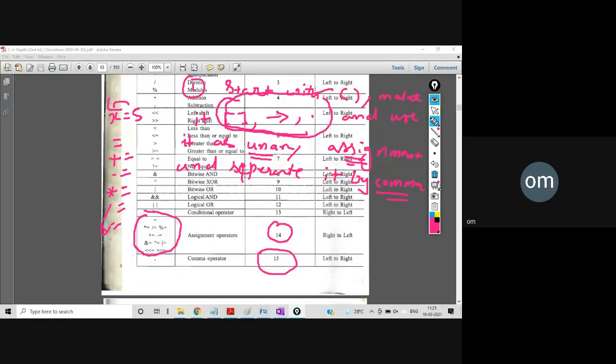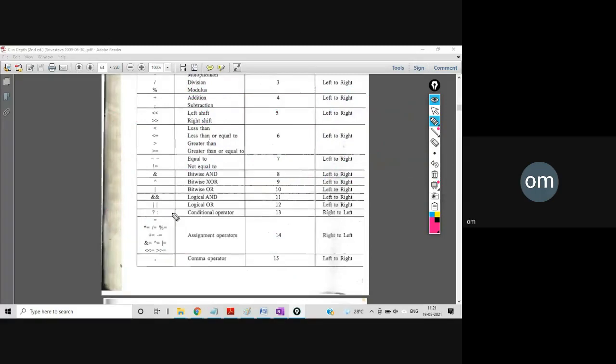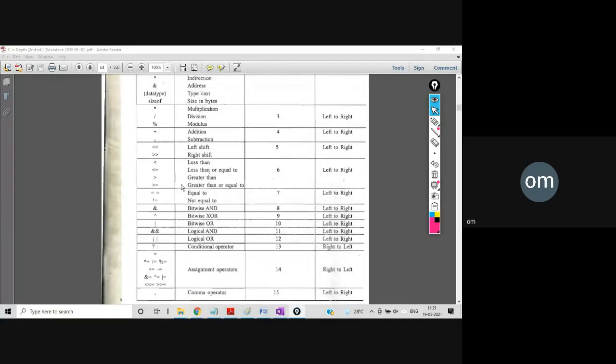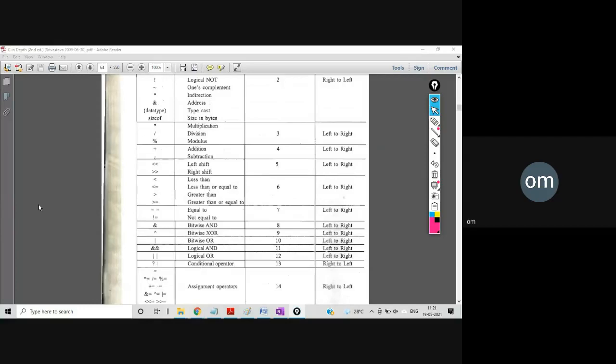Now let's see about from 3 to 13. Okay, 3 to 13, how we can remember. So for that, I'm writing one statement. I just change the color.